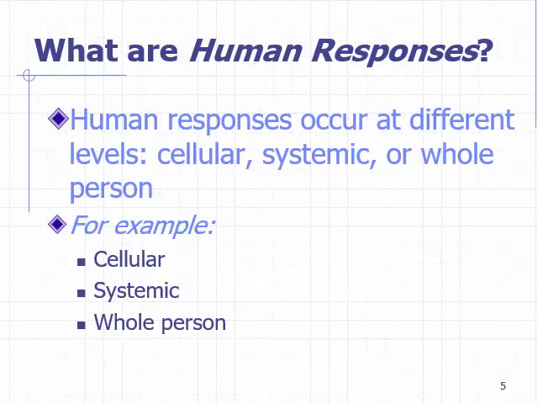Human responses also occur at different levels: the cellular, systemic, or whole person level. At the cellular level, in our myocardial infarction example, we have the ability of the myocardial cell to contract, or not contract if it's been damaged. We have the systemic response of the ability of the cardiovascular system to circulate oxygenated blood. And the whole person, you have the ability of the person to cope with lifestyle changes related to coronary artery disease.